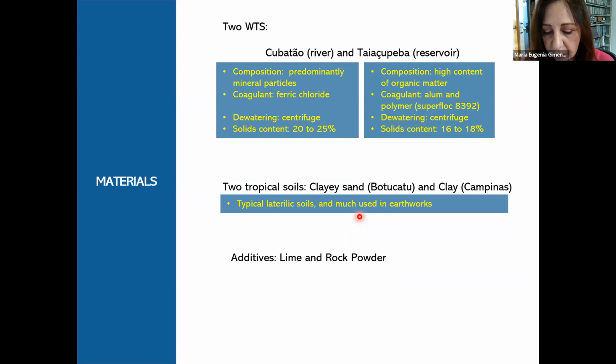And the samples of both WTS were collected directly after centrifuge dewatering. We selected two tropical soils that are largely used in earthworks in our state and also are largely occurring soils, a clay sand from Botucatu city and a clay from Campinas city. And the additives were a high purity calcium hydrated lime and a rock powder from a granite quarry.